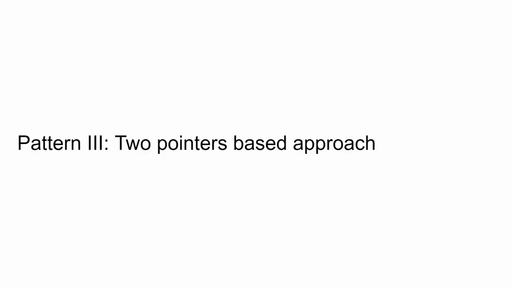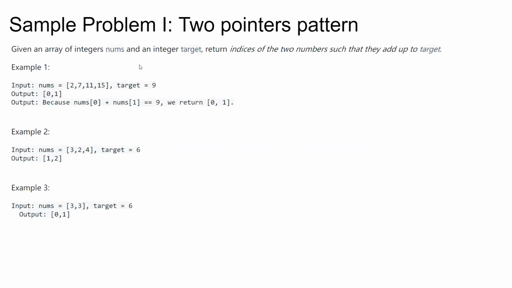The third pattern is the two pointer based approach. So a simple problem like this: you're given an array and you have a target sum. You want to find the indices, not the actual values, but the indices of numbers which add up to the target. I'll go a bit fast because I really want to try that activity part, which I hope people would find more engaging. And most of you would be familiar with the questions I'm going over. So let me know if there is anywhere you want me to stop.